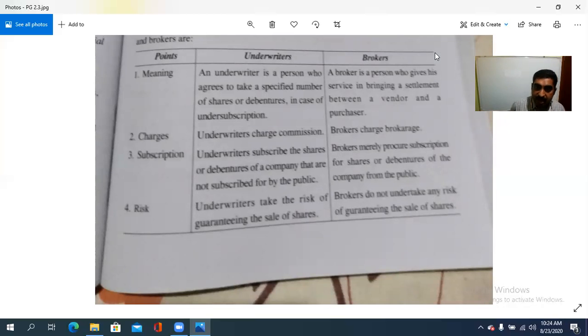So an underwriter is a person who agrees to take a specified number of shares or debentures in case of under subscription, that is, shares not subscribed. In such a case, the underwriter is the person who takes all the shares meant for public subscription that are not subscribed by the general public. A specified number of shares or debentures. Why? A broker is a person who gives his service in bringing a settlement between a vendor and a purchaser.